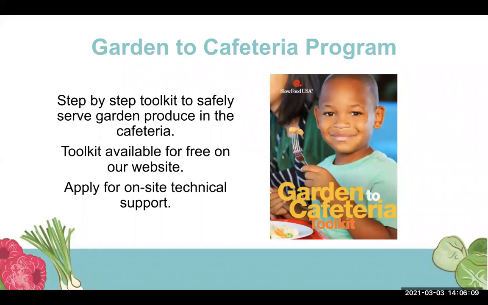And then another program to support school garden work and beyond is our Garden to Cafeteria program that we've done in partnership with Slow Food USA. It's a step-by-step toolkit available for free on our website that will provide information and guidance to a school district that is looking to safely serve any garden produce that's harvested by their students in their cafeteria. The entire toolkit is free for download online, but I do think the apply on site, this is probably a little bit outdated just due to COVID again as well. So always updates on that available on our website or something you could reach out to us for more information about.